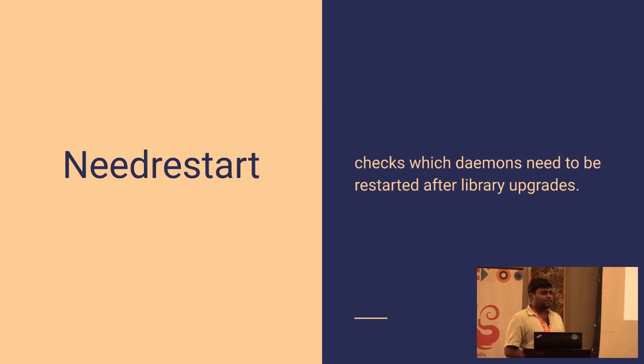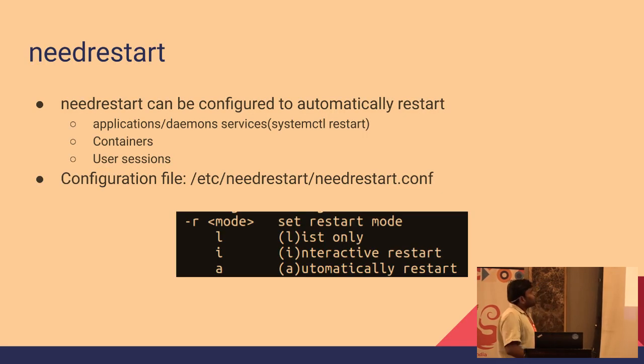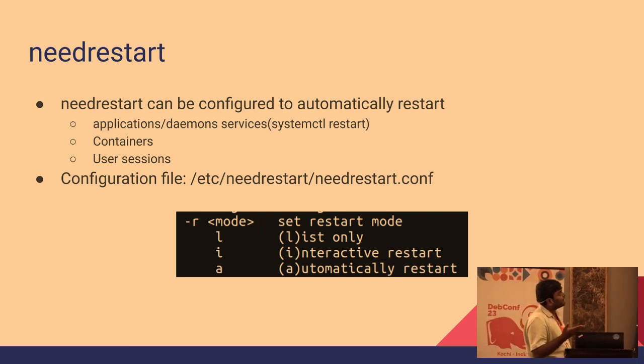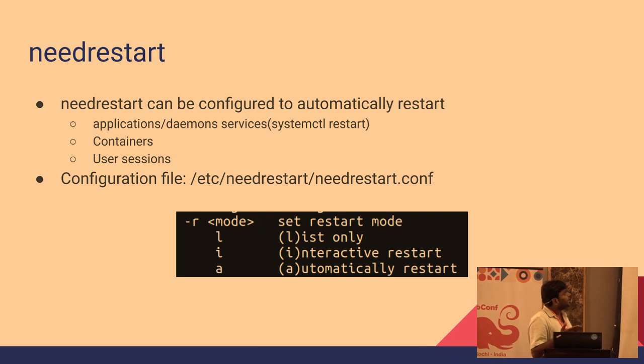This was, I think, in Debian goodies, and then it was modified. So it basically checks which daemon needs to be restarted after library upgrades. You can do lsof and then grep for deleted files. You can figure out that these are the files that changed but are still used by other processes or services using lsof.